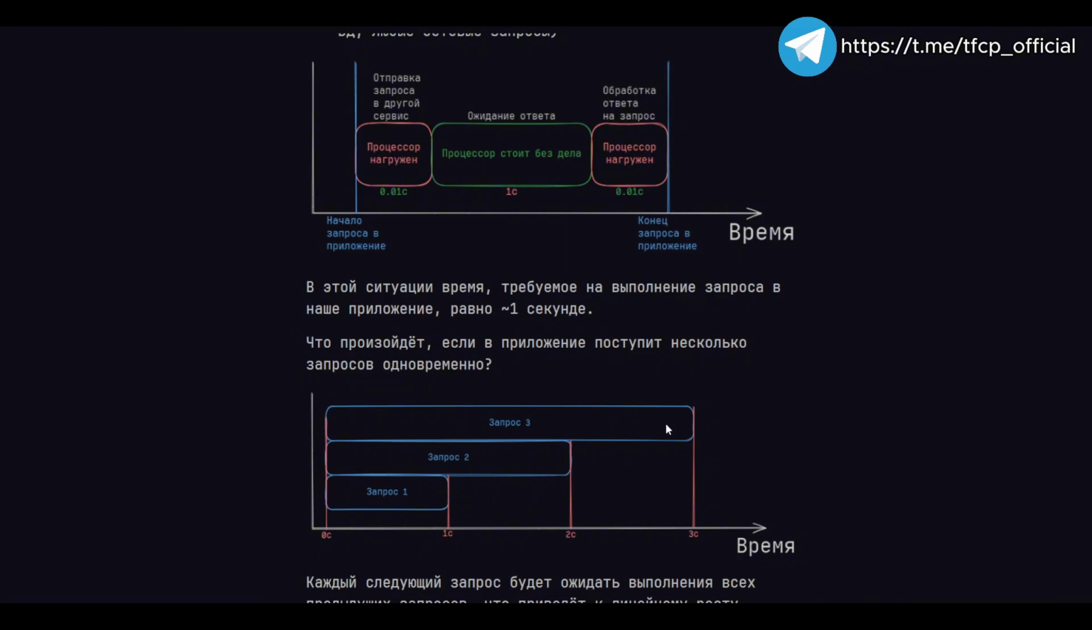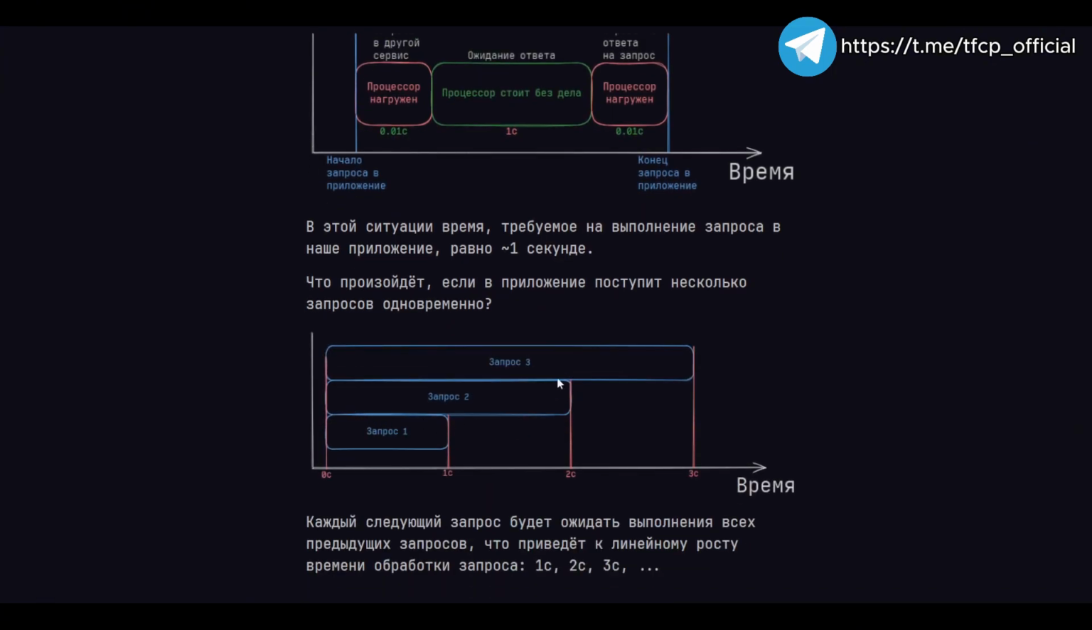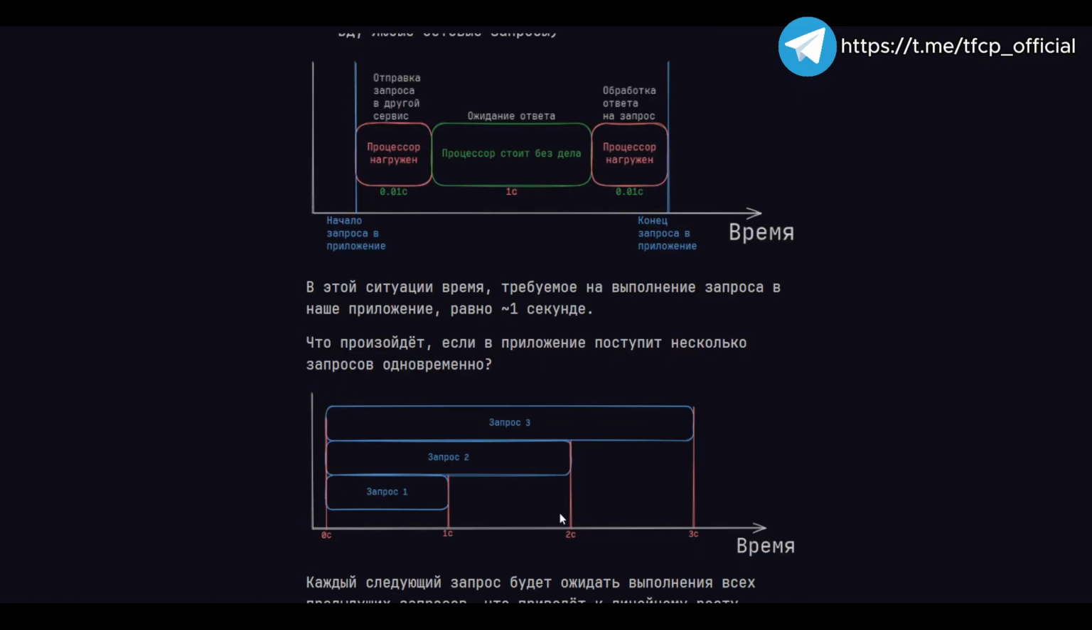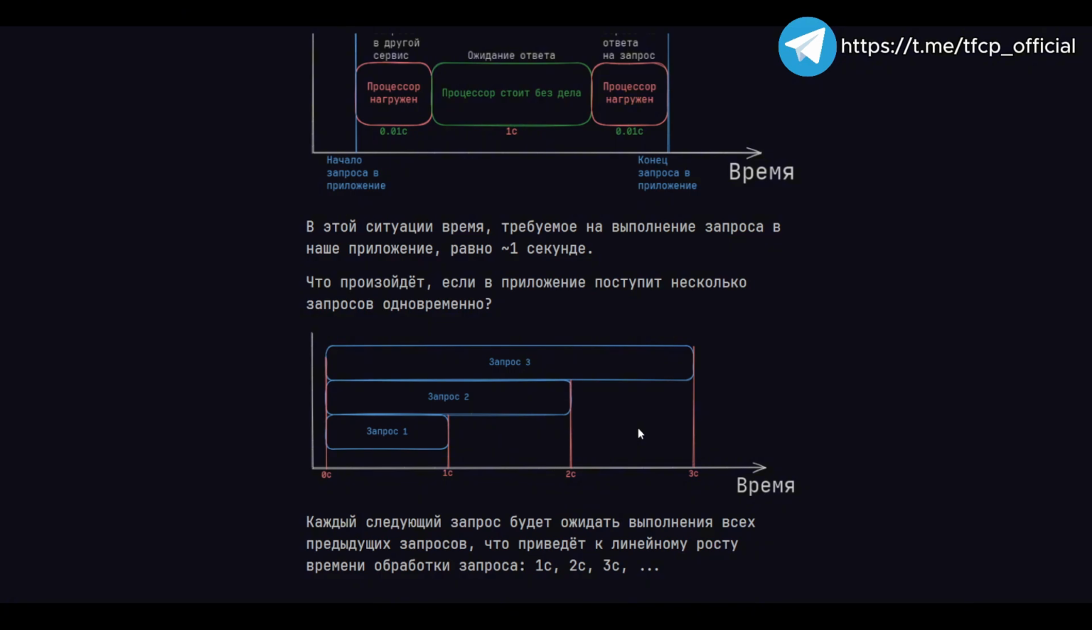So what will happen? The first request that will be processed will be completed in 1 second. Overall, this is how we initially planned it. The second request, since it was waiting for the first, will be completed in 2 seconds. It will have 1 second of waiting and 1 second of execution. The third request will take 3 seconds in total. It will have approximately 2 seconds of waiting and 1 second of execution.